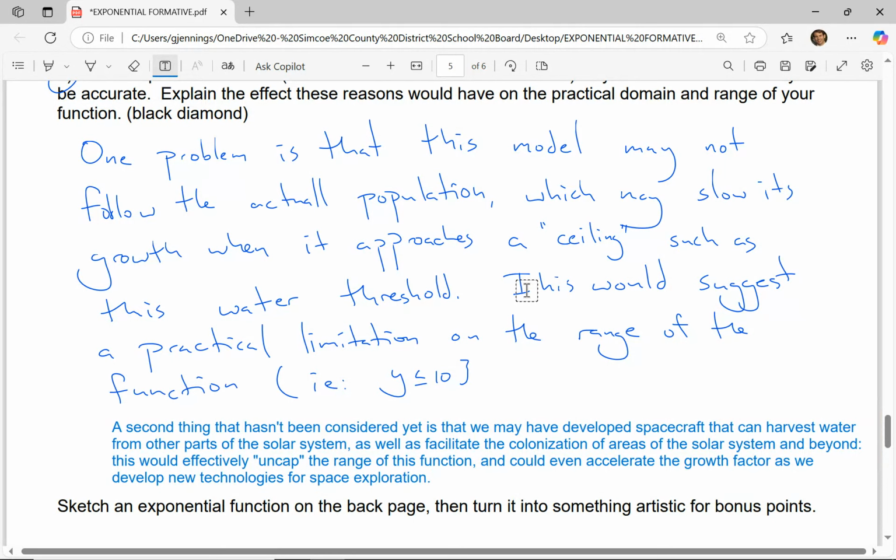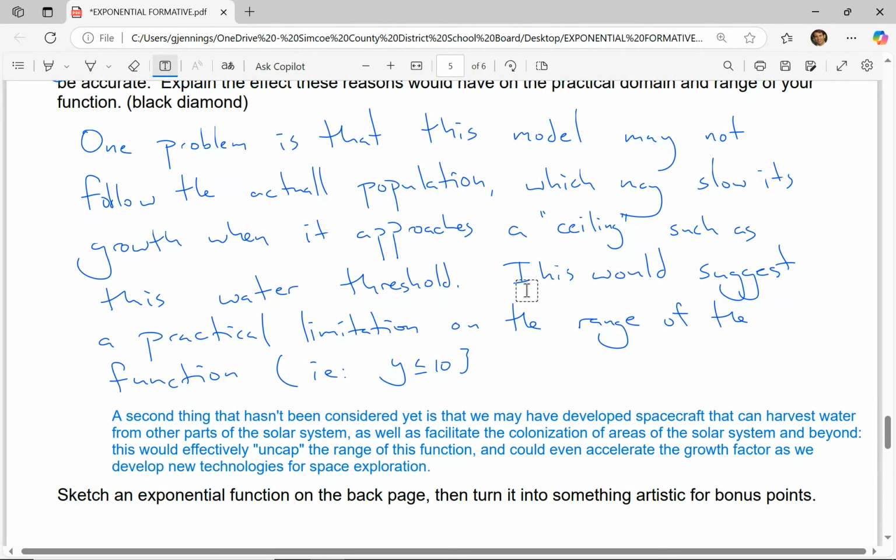I don't believe that between now and the year 2039 that we're going to be doing things like harvesting water from, like, Europa or something. No, I don't think so. But if we did, it would certainly change things.